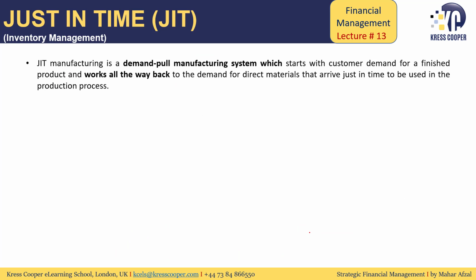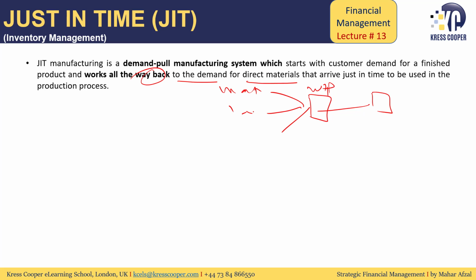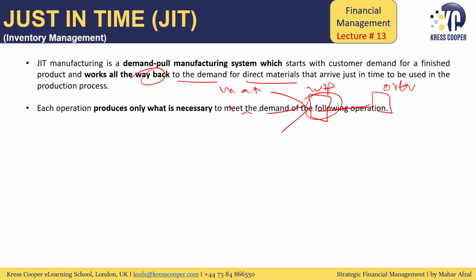Just-in-time is a demand pull manufacturing system which starts with the customer demand for a finished product and works all the way back to direct material. So here is the order. Based upon the order, there is work in process. Based upon the work in process, there is material and labor. What is the triggering point? The triggering point is the order. Then they work back, procuring the material and all other related parts as well. So each operation produces only what is necessary to meet the demand of the following operations.